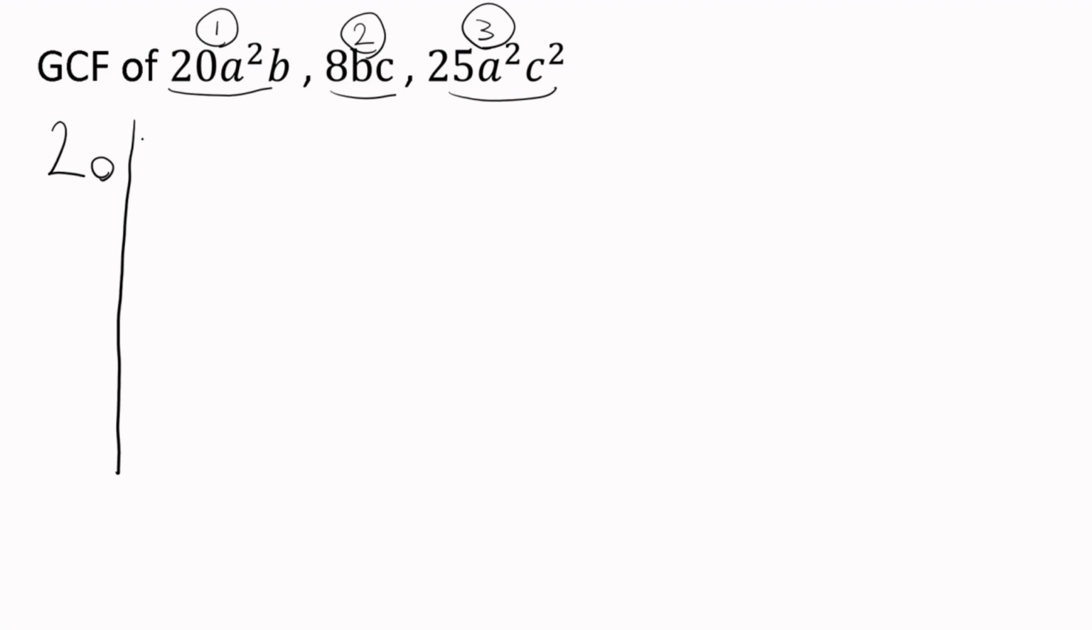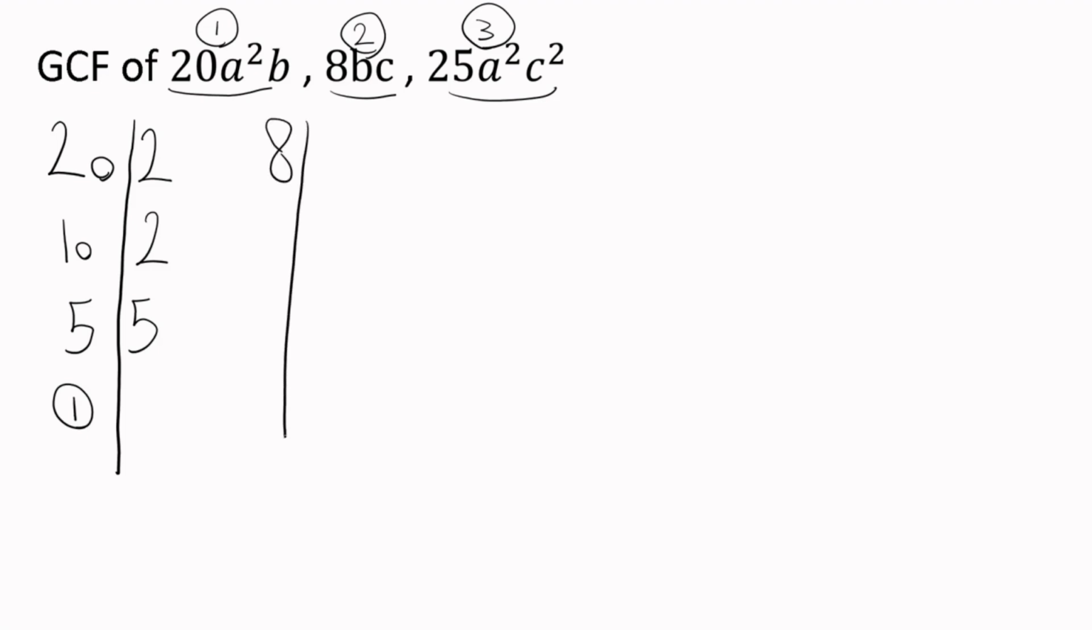Do I know any prime number? Yes, 2. It's going to be 10. Again, 2. It's going to be 5. 5. 1. When I reach 1, I must stop. Let's go for the 8. I'm going to write 2.